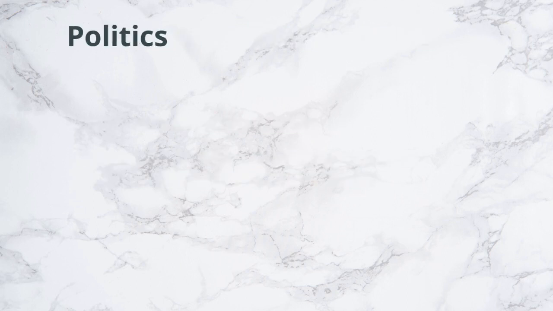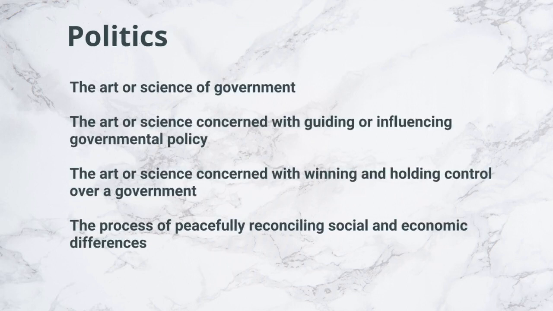Politics has been called the art or science of government, the art or science concerned with guiding or influencing governmental policy, the art or science concerned with winning and holding control over a government, and the process of peacefully reconciling social and economic differences.